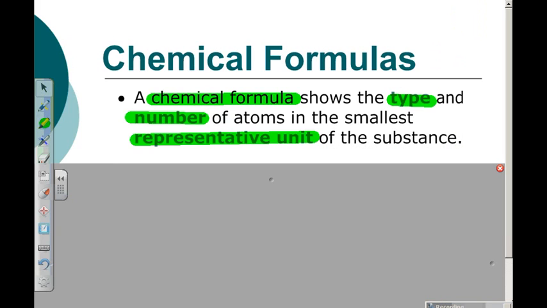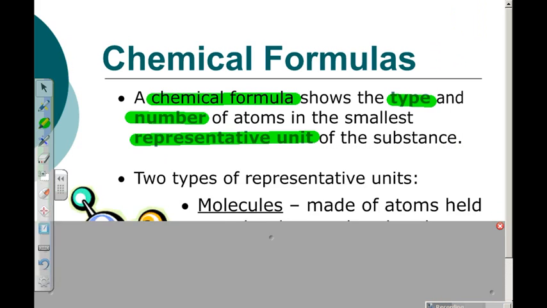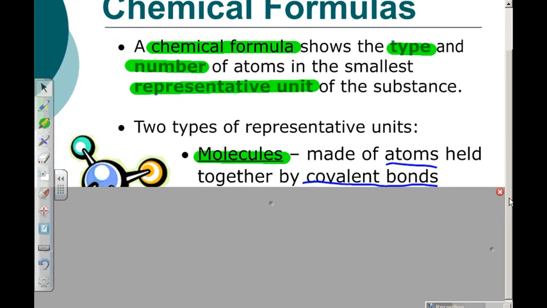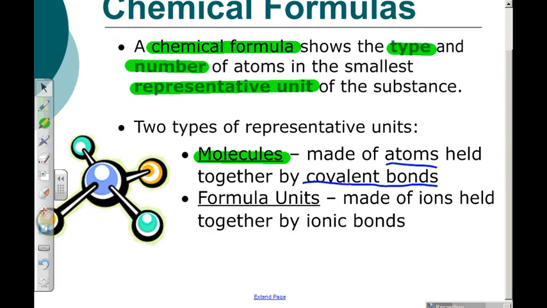We can break this into 2 categories. The one that you're more familiar with is probably molecules. Molecules are made of 2 or more atoms held together by covalent bonds. Remember, in a covalent bond, they're sharing electrons, and they're nonmetals. When we talk about ionic substances, they're not technically called molecules. The name for those are formula units, as we saw before. This is made of ions, rather than whole atoms, that are held together by ionic bonds.